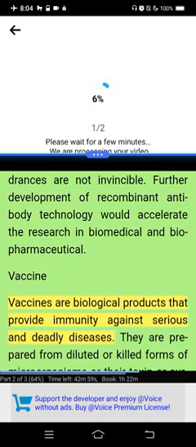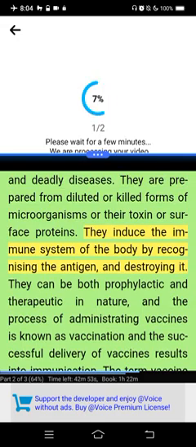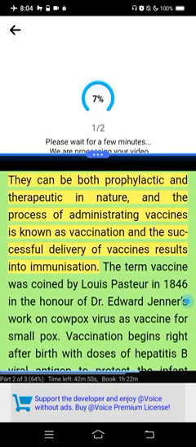Vaccine. Vaccines are biological products that provide immunity against serious and deadly diseases. They are prepared from diluted or killed forms of microorganisms or their toxins or surface proteins. They induce the immune system of the body by recognizing the antigen and destroying it. They can be both prophylactic and therapeutic in nature, and the process of administering vaccines is known as vaccination, and the successful delivery of vaccines results in immunization.